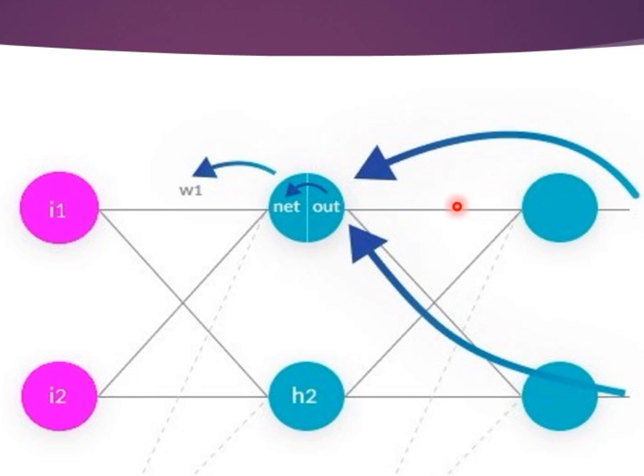So after adjusting the weights between the hidden layer and output layer, then we move towards W1, W2, W3 and W4. This is the weight that connects the input layer and hidden layer. So once we complete this, we now obtain the new weights.